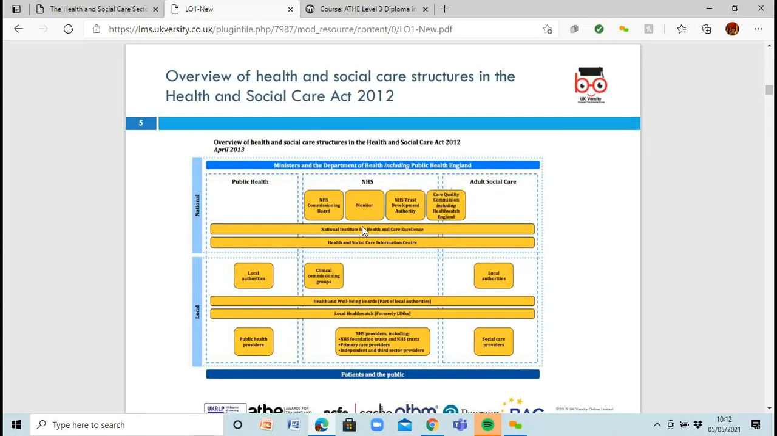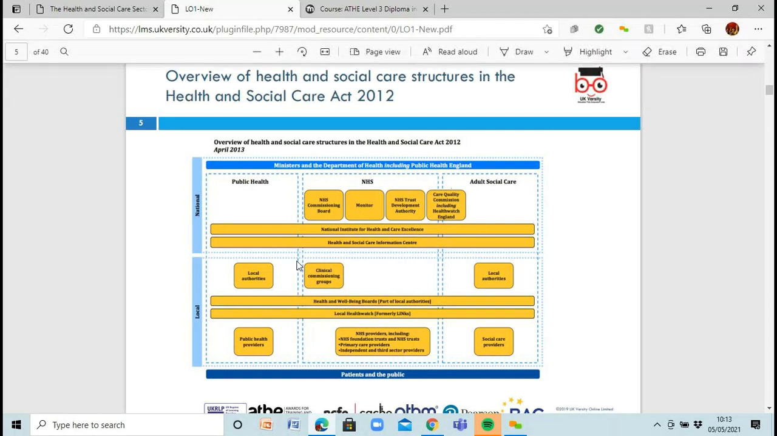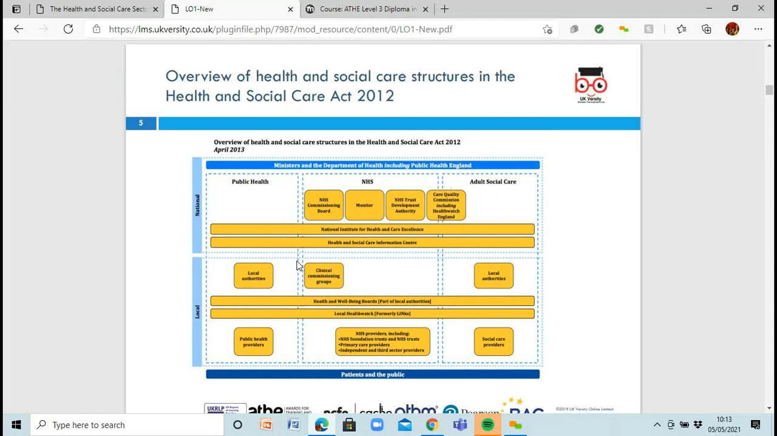Now, on here, you can see the overview of the health and social care structures within the Health and Social Care Act of 2012. Now, you've got the public health over here, you've got the NHS over here, and then you've got the adult social care over here. And it just shows you what they do on a national level and a local level. So local level, think about the city that you're in. So Manchester, Liverpool, Birmingham, wherever you are, just think about that as the local level. So what services are being offered locally? And then national level, just think overall the districts that you're in. So if you're in Lancashire, you're in Greater Manchester. So that's how we work off that.